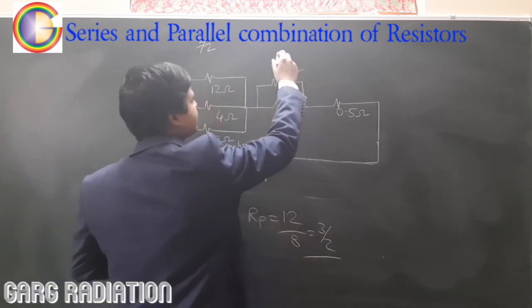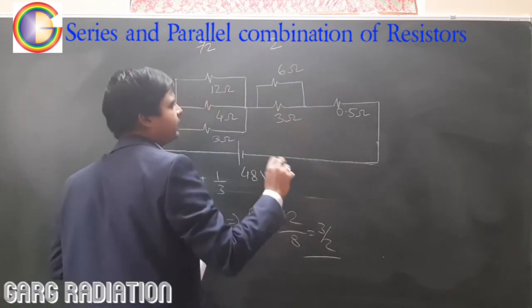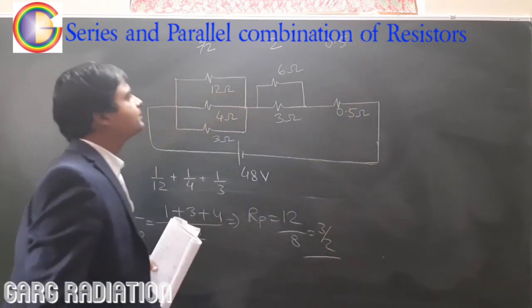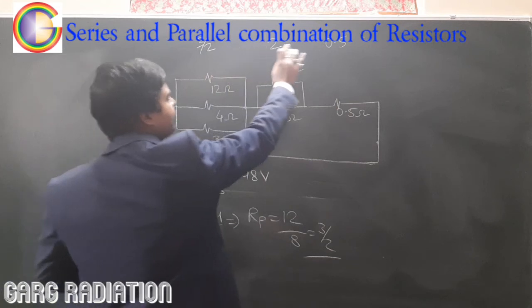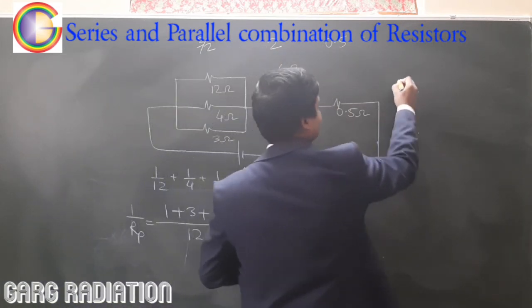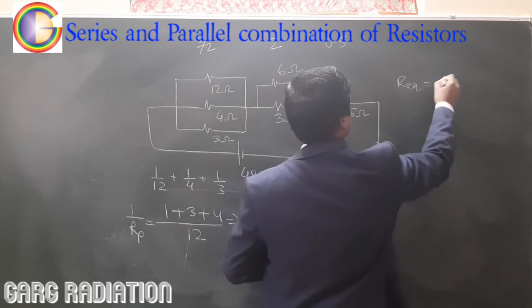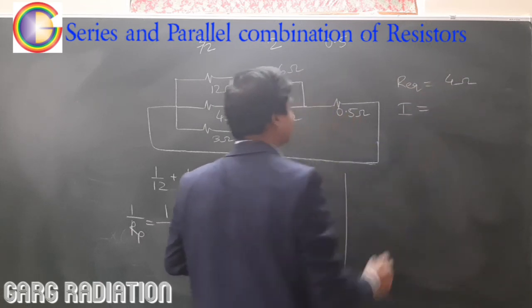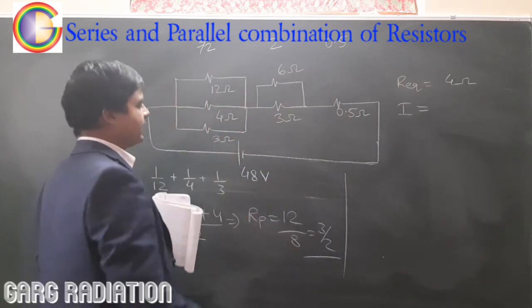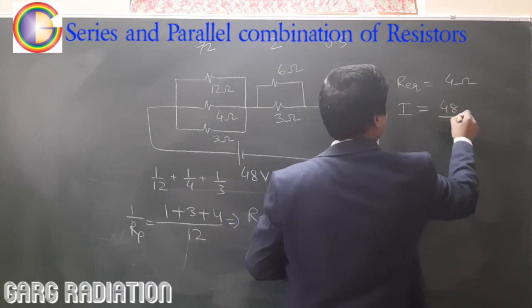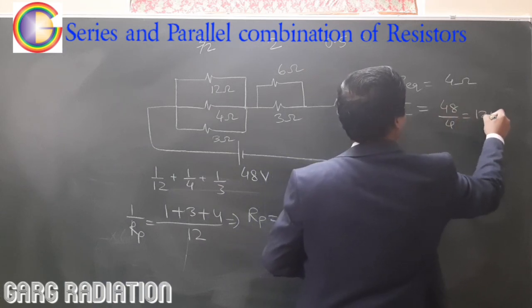Now R equivalent for 6 and 3 you will find 2. We have found so many times. And then 0.5. So it is 1.5 plus 0.5 plus 2, 4. So R equivalent, what we get? We get R equivalent as 4 ohm. So what is the total current coming out of the circuit? Total current coming out of the circuit is total voltage by R equivalent. So 48 upon 4, or simply 12 ampere.